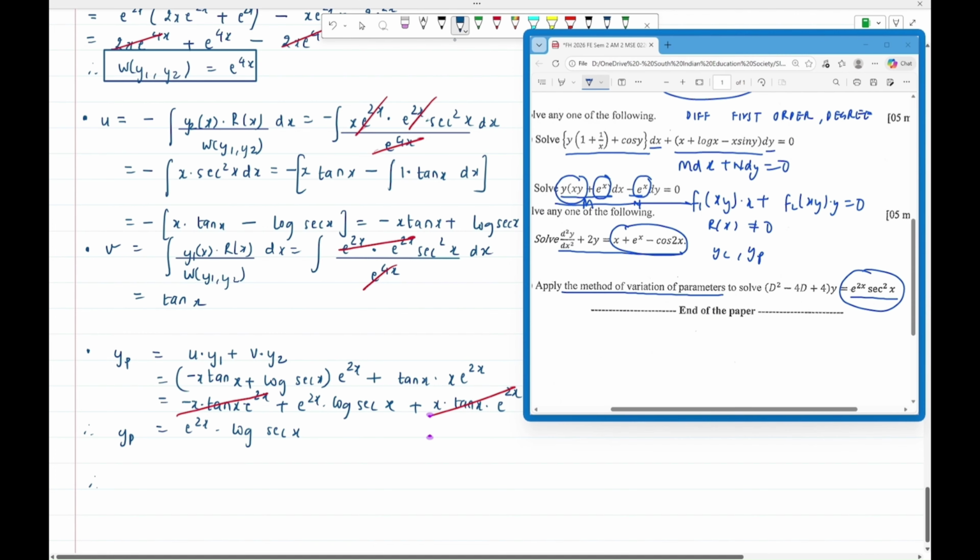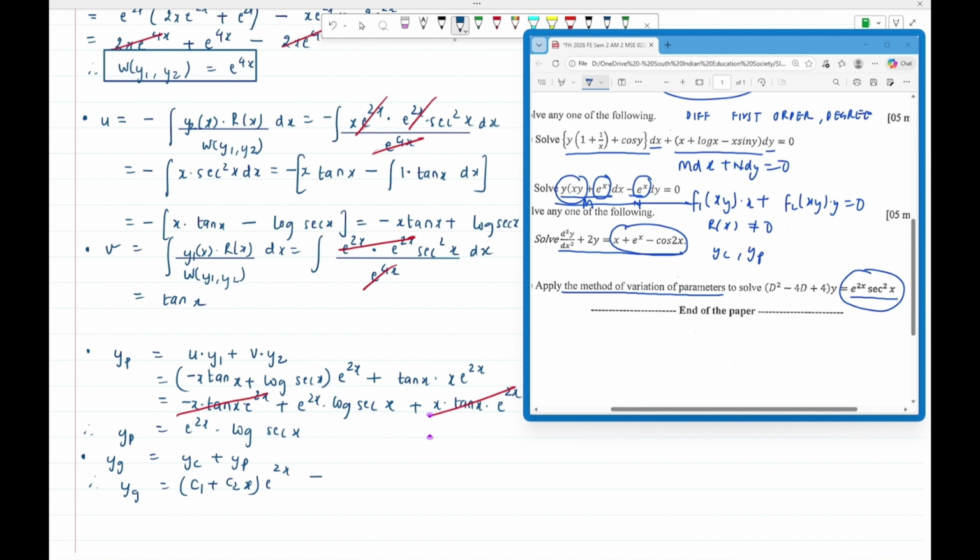Since we have got both, now we are in a position to talk about the general solution. Since the general solution is the sum of the complementary function and the particular integral, we can say yg is equal to (c1 plus c2 x) e raised to 2x plus e raised to 2x times log of sec of x. And as you can see that e raised to 2x is a common term, so we can take it out. So we'll be getting yg equals e raised to 2x times (c1 plus c2 x plus log of sec of x).